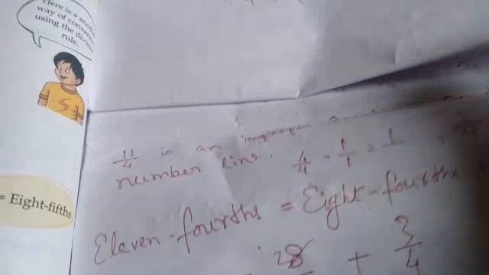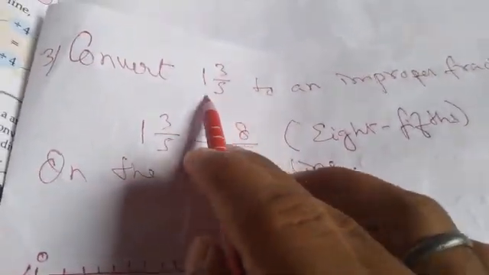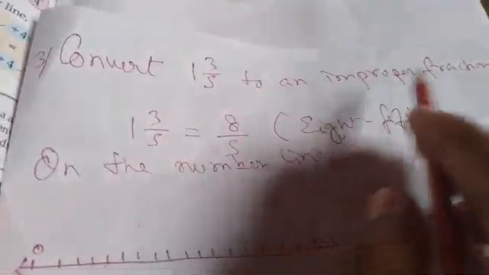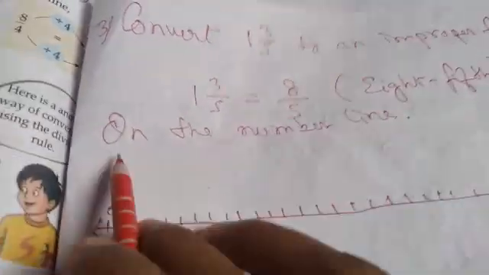Now we're going to do mixed fraction into improper on a number line. It becomes just the opposite, that means this comes below and this goes up. See here, now we have to convert 1 3/5 to an improper fraction, and 1 3/5 is equal to 8/5, that means 8/5 on the number line.